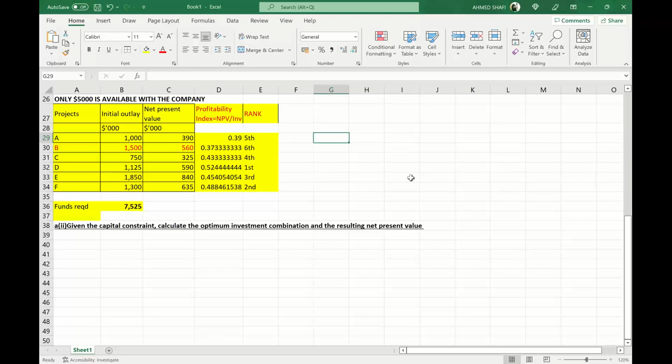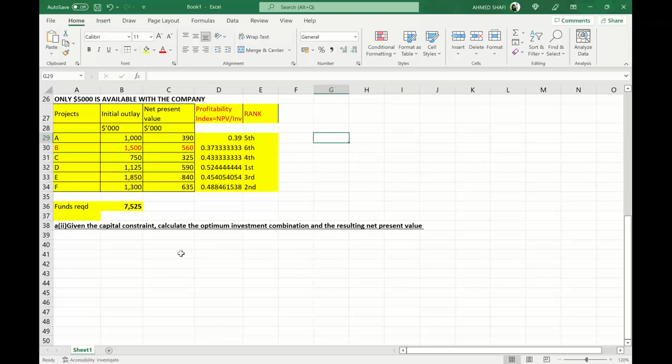You can never take all projects in this case. It's not possible. Okay, so you have to make an optimum, best combination. Optimum means best. For divisible projects, this is done via profitability index, NPV over investment. It's basically NPV to investment ratio. So you calculated profitability index of all, and on that, you did ranking. Now, once ranking is made, you know which is the first one, which is the second one. You now should make an optimum combination.